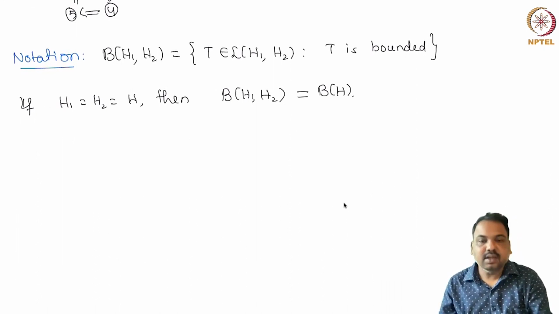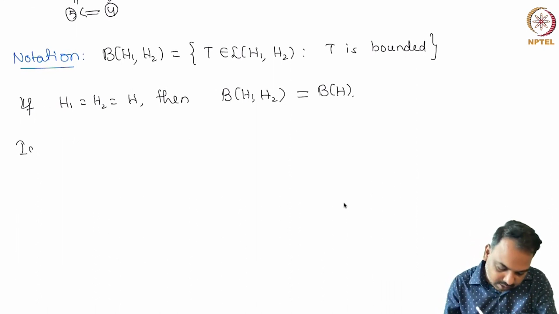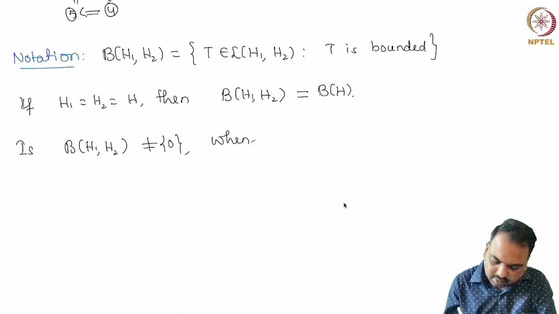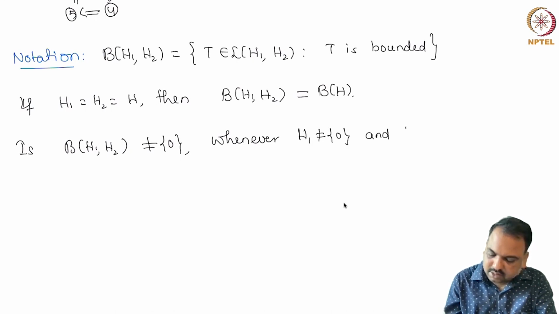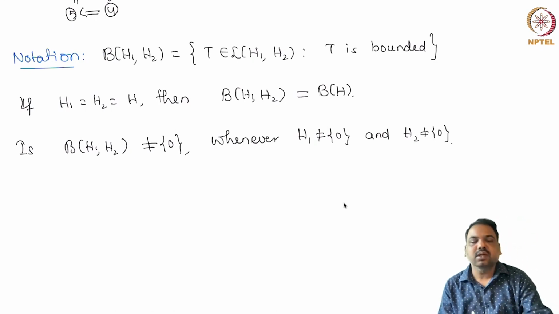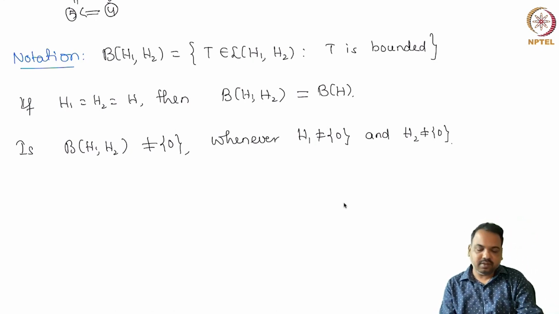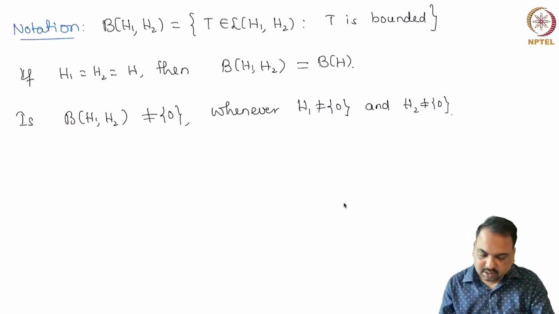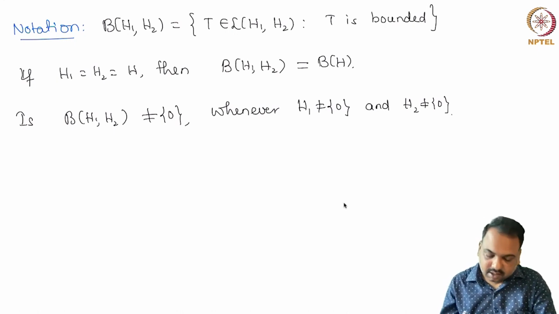Now the question we can again ask is: is B(H1, H2) non-zero whenever H1 is non-zero and H2 is non-zero? Can we get a non-trivial bounded linear map from H1 into H2 whenever H1 and H2 are non-zero? The same example that we have given earlier will work.